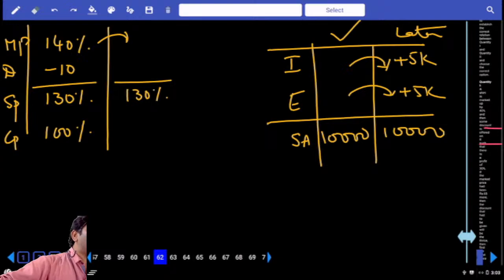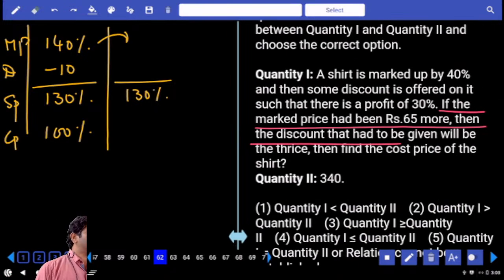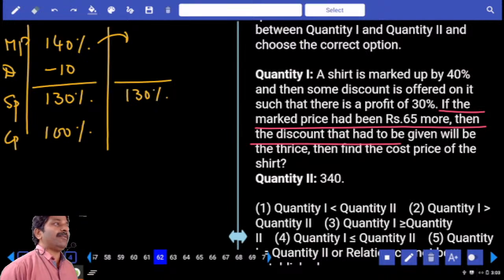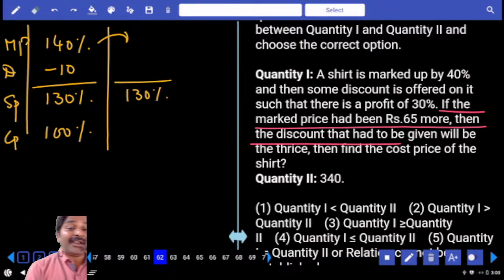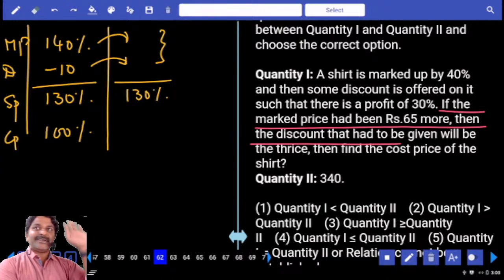That also should increase by 5,000. Am I right? Apply the same logic here. Your selling price must be same in both cases. When you are increasing your market price, your discount also should increase and both must be same. Then only selling price will be same.